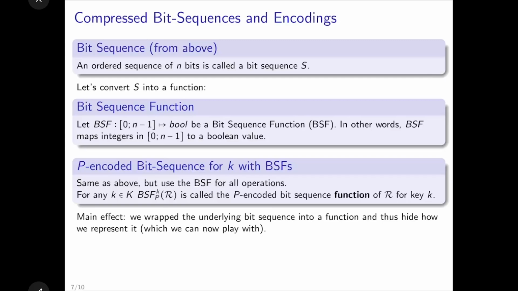So the difference here is that this is a function now where you can input a position for such a bit, and this is a get version of that, and this function returns whether this bit is set to true or not. And with that I can completely hide what's happening underneath. And then you can use these bit sequence functions in the encoded bit sequences that we used above, just replacing the sequence with such a function.